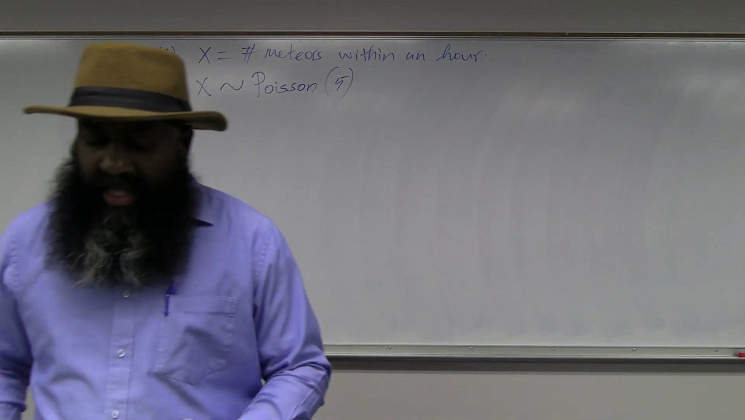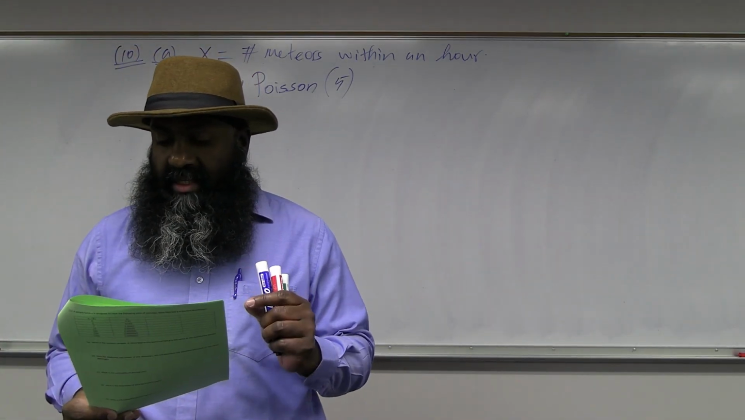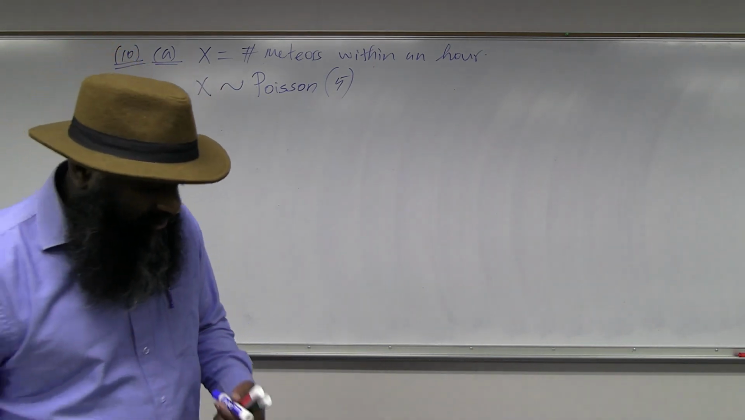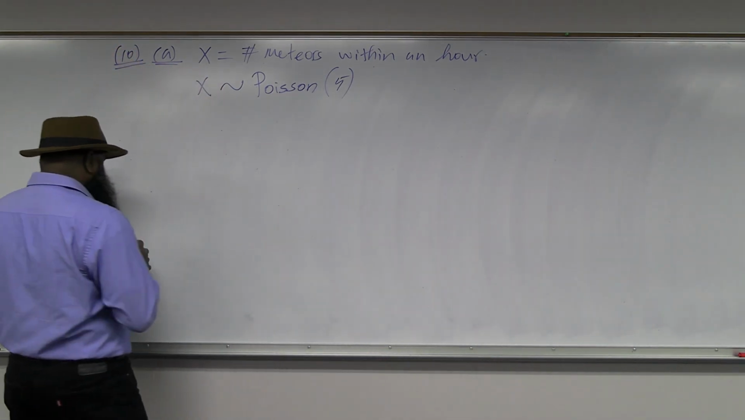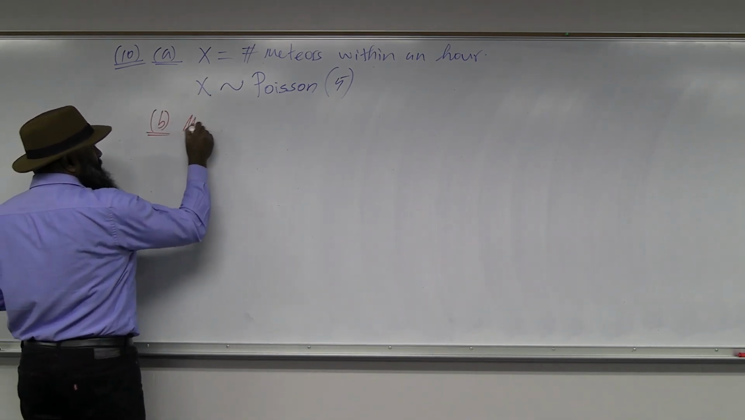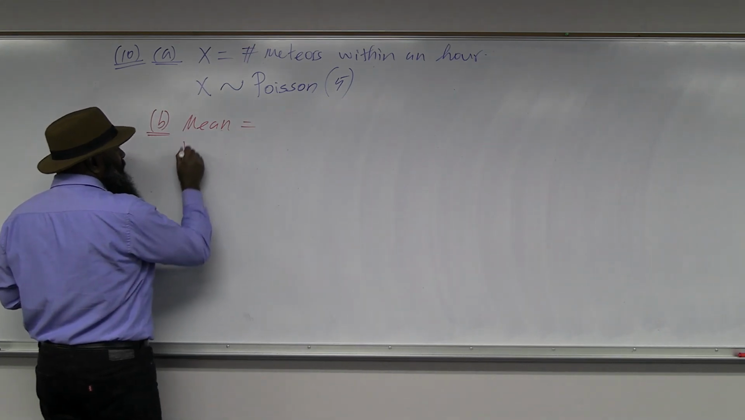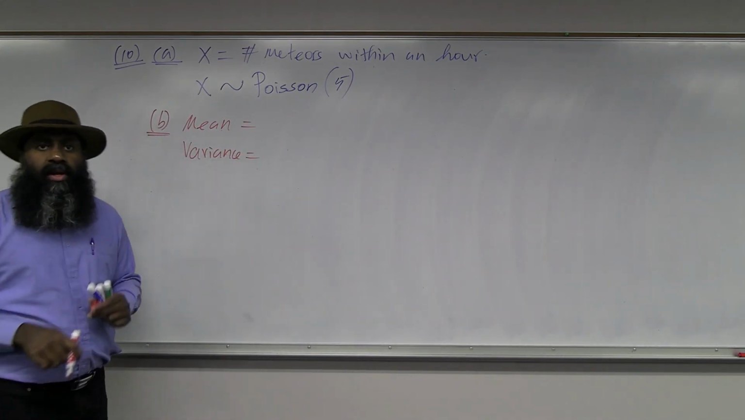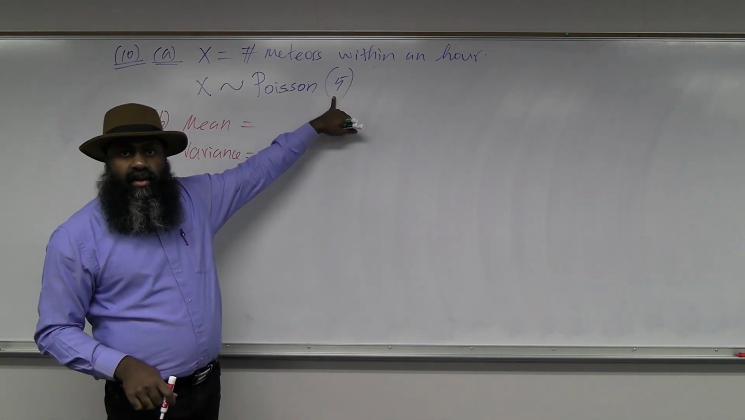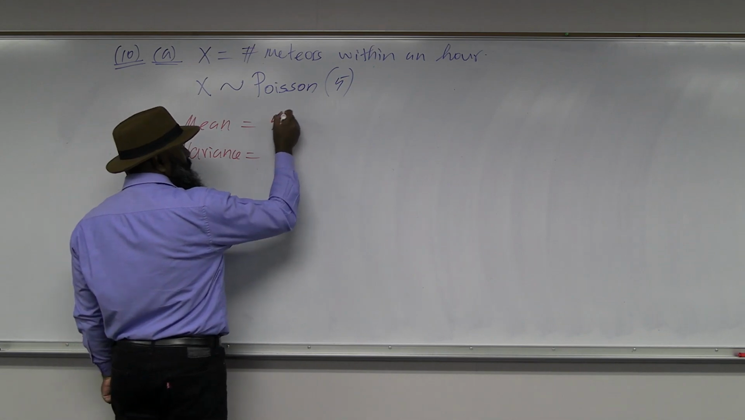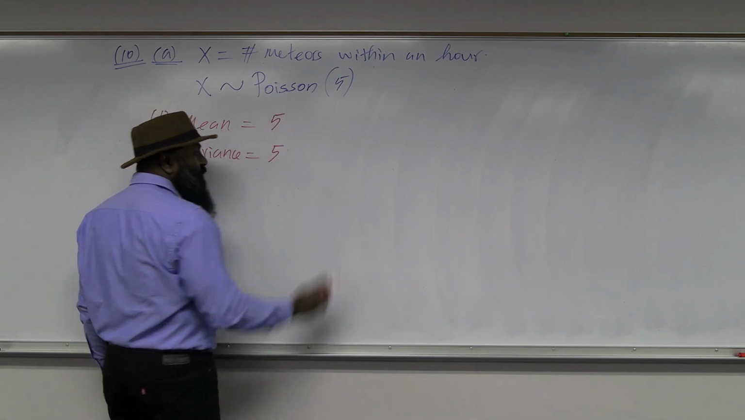Part B, what are the mean and the variance of the number of meteors that you may see tonight within an hour? So part B is mean and variance. We said for the Poisson distribution, both mean and variance are equal to each other, and they are equal to the lambda value given. Okay, so lambda is equal to 5 for this example. So mean should be equal to 5. The variance should also be equal to 5.